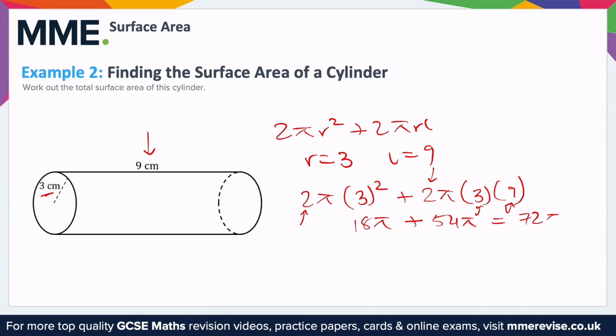You get 72 pi. So if we wanted to leave our answer in terms of pi, it would just be 72 pi centimetres squared. But we could also give it as a decimal. So putting this in your calculator, you will get 226.19 to 2 decimal places. And again, that's in centimetres squared because it's an area.